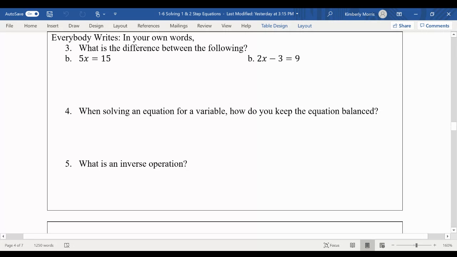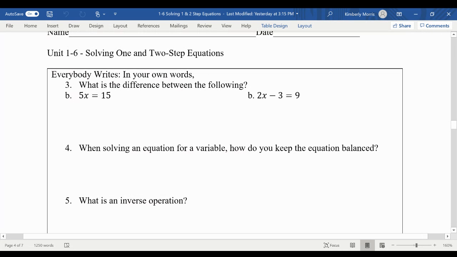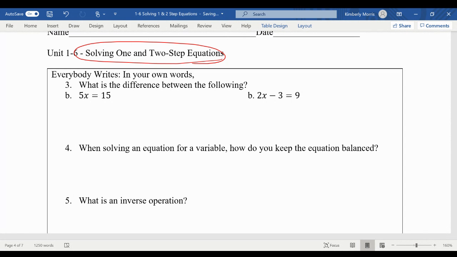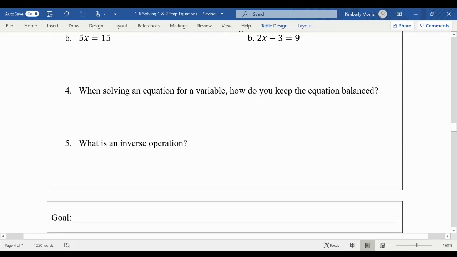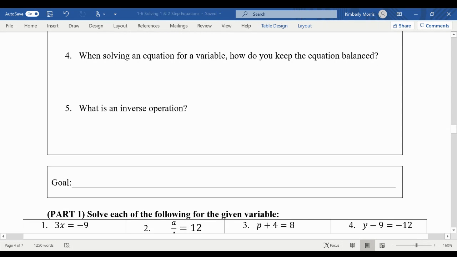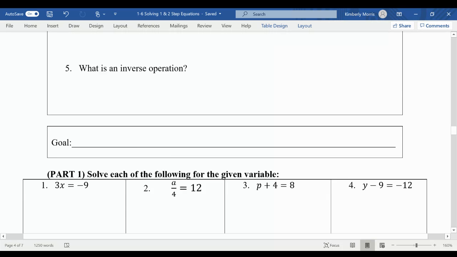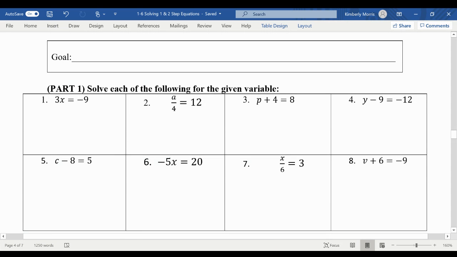Hi, everyone. So we are starting solving one and two step equations today. That's what we're doing. And so we're going to be solving linear equations. Some are going to have one step rather, and some are going to have two steps. That's why they're called one and two step.